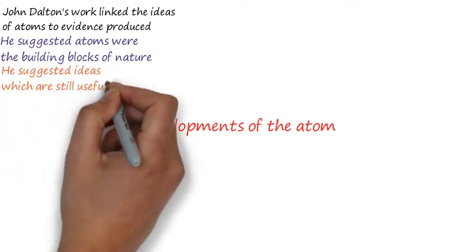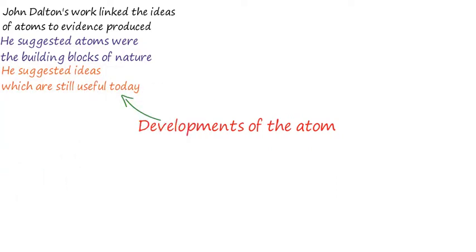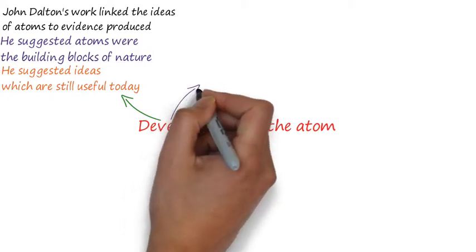He also suggested that during chemical reactions, atoms are able to rearrange themselves and come together with other atoms in different ways. These ideas are still useful today. They help people to understand elements and compounds by visualising them, and his models are still being used to describe the particle arrangements in solids, liquids and gases.